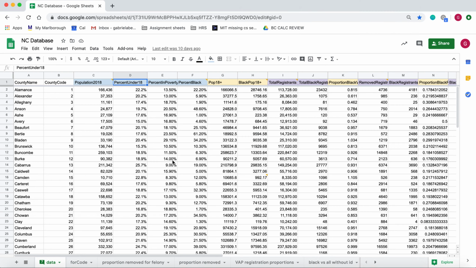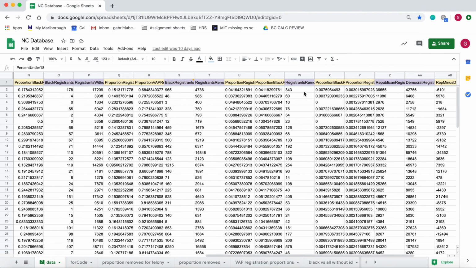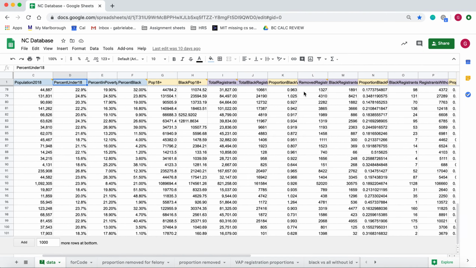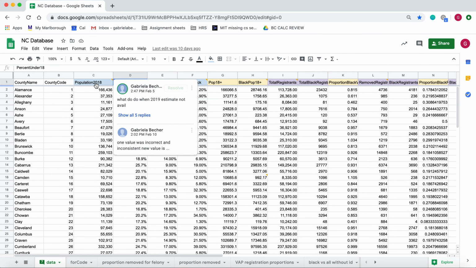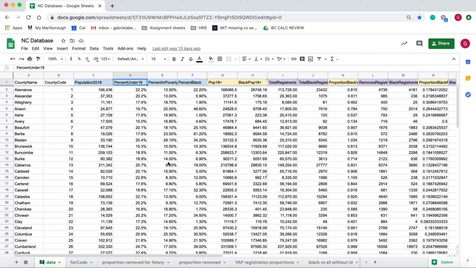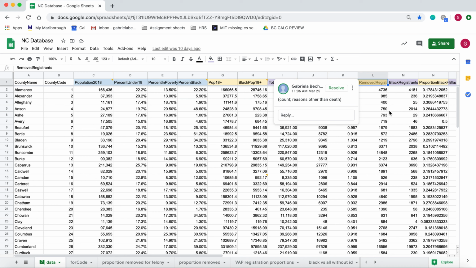spreadsheet into Google Sheets. And there are 100 counties in North Carolina, so as you can see here, there are a lot of numbers that I was working with. Half of these numbers came from the analysis that I just showed you in Python, creating these counts of total registrants, of total black registrants, of total removed registrants per county.